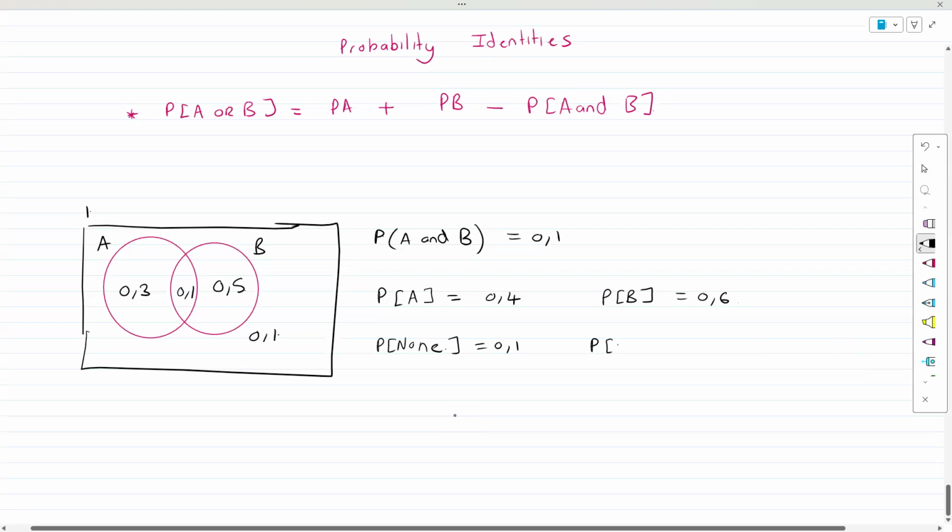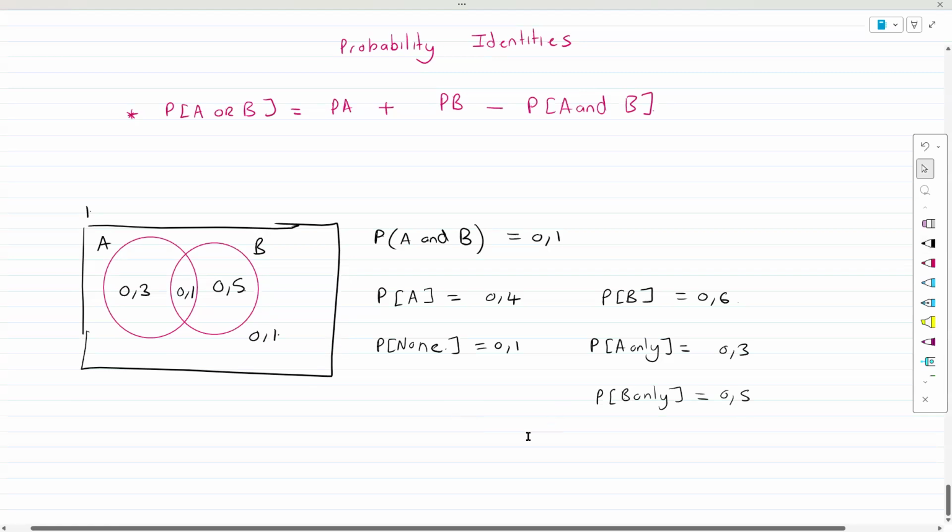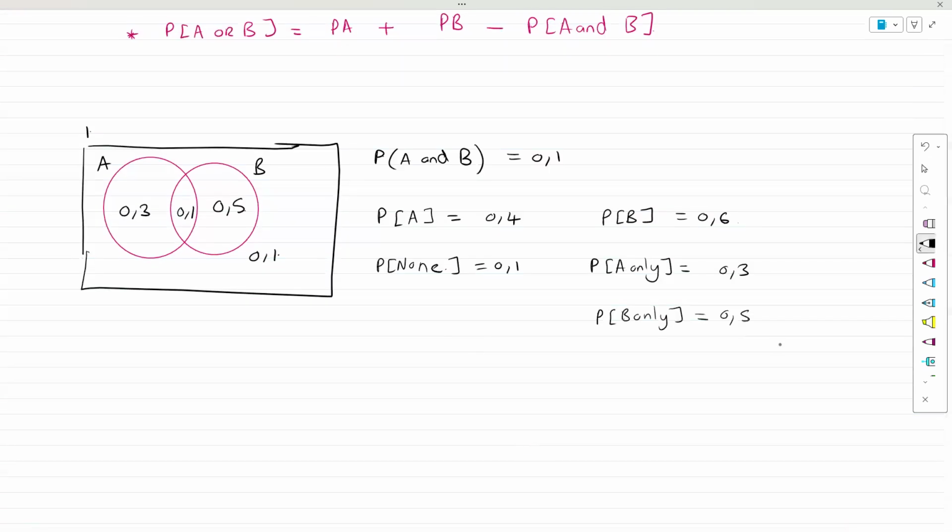When I talk about the probability of A only, A only would be 0.3. Probability of B only would be 0.5. When I talk about the probability, now pay attention, of A or B, now I'm talking about 0.3 plus 0.1 plus 0.5, which is 0.9. I'm talking about everything in the circle. This is A or B.